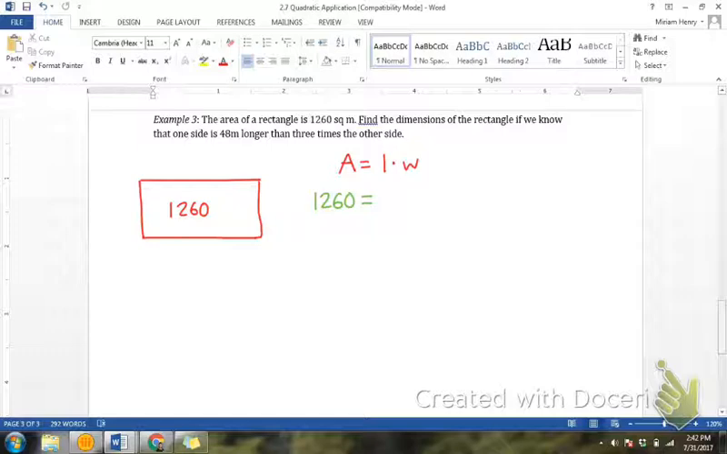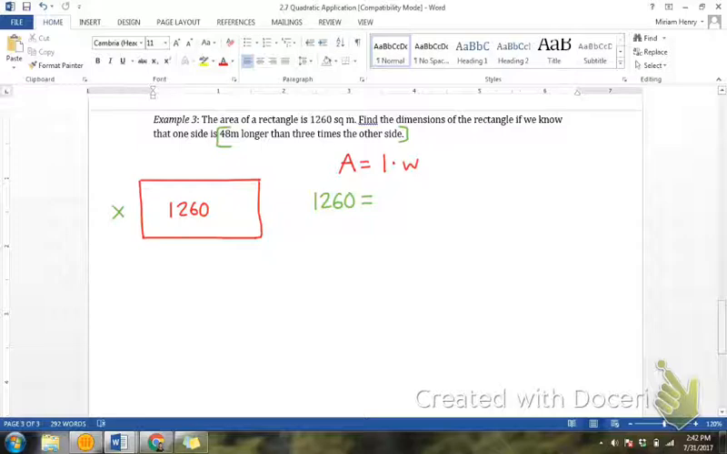It says find the dimensions of the rectangle if we know that one side is 48 meters longer than 3 times the other side. There's one side we don't know anything about, right? This is giving us the description. This 48 meters longer than this right here is talking about just one of the sides. We don't know anything about the other side. So the one we don't know anything about, we're just going to call it X.